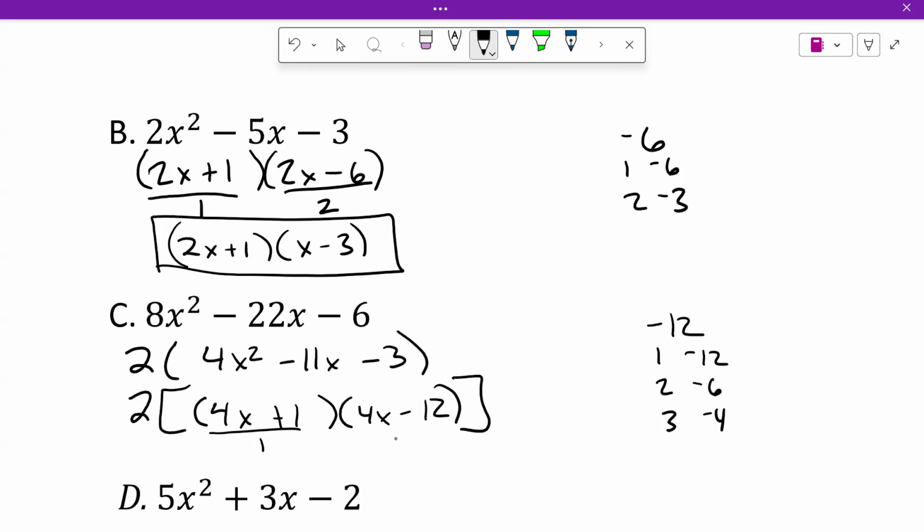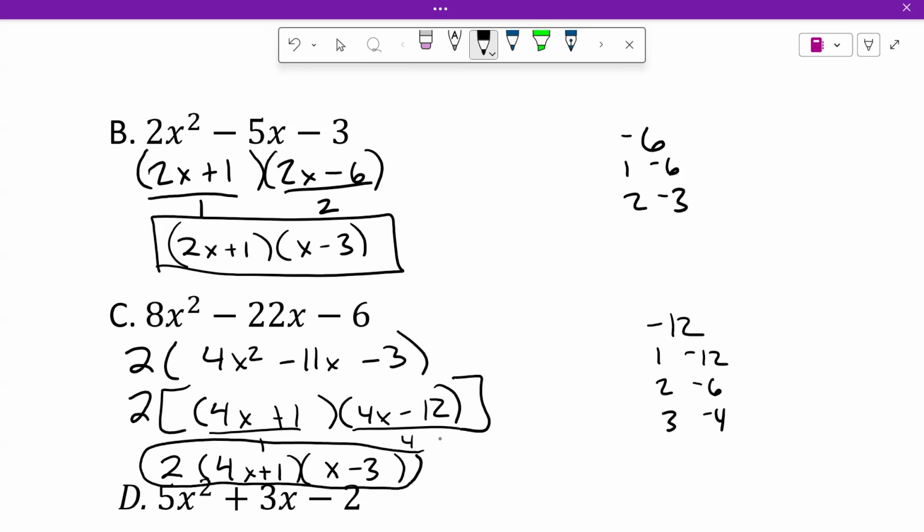Greatest common factor of that is 1. Greatest common factor of that is 4. So the 2 stays on the outside. When you take the greatest common factor out, it stays the whole problem long. Some of you didn't do that. Some of you just dropped it after a while when you did your first worksheets. You can't drop it. It stays on the outside. So then you have 4x plus 1 and 4x minus 3.